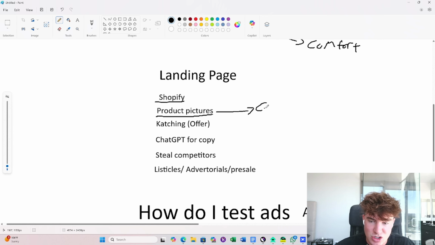So for this, you could just use ChatGPT, or you could find them on like Amazon. I really recommend using ChatGPT. I have another video on how to make really good ChatGPT product picture images, so you guys can go watch that one as well.